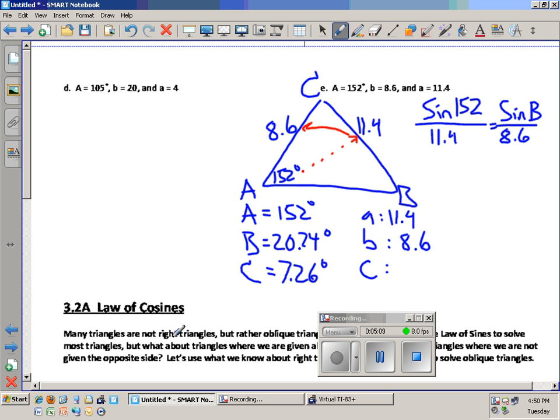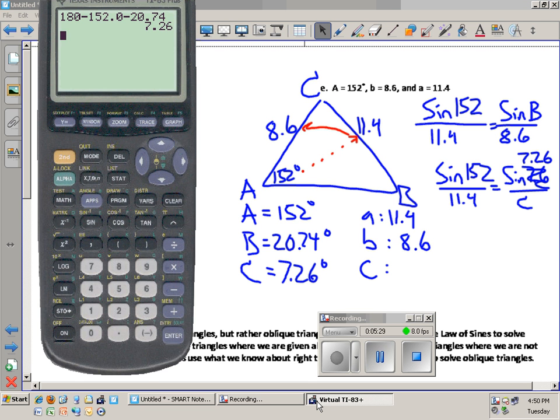Now go ahead and figure out the missing side. Sine 152 over 11.4 is equal to sine of 7.26 over C. Sorry about that. Go to work. 11.4 times the sine of 7.26. I divide that by the sine of 152. My final answer, 3.07, is C.